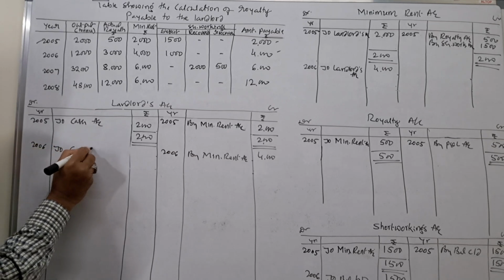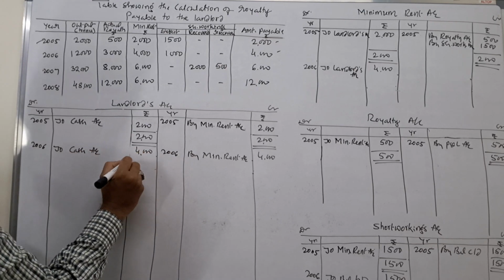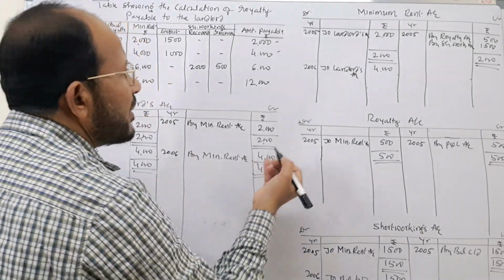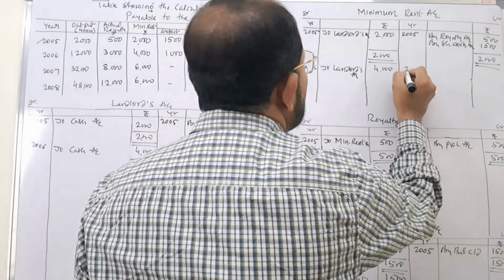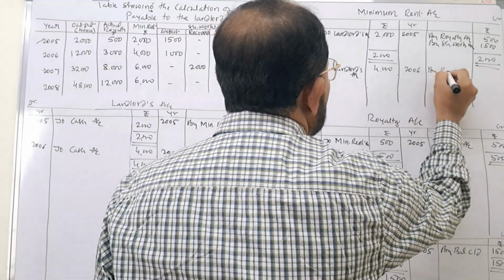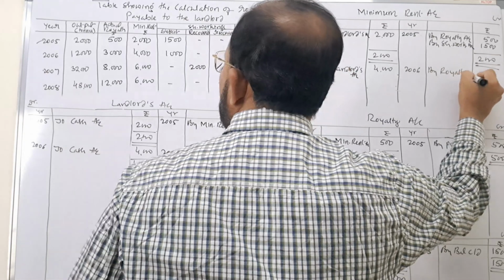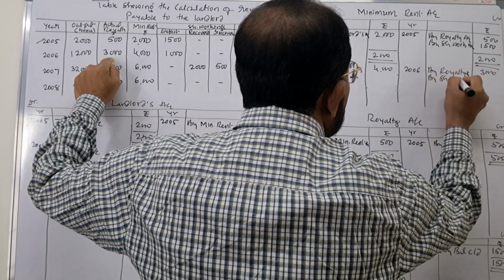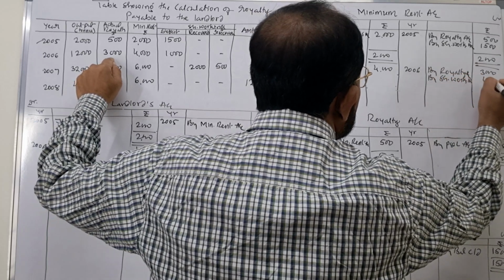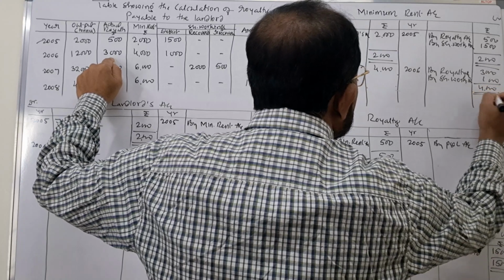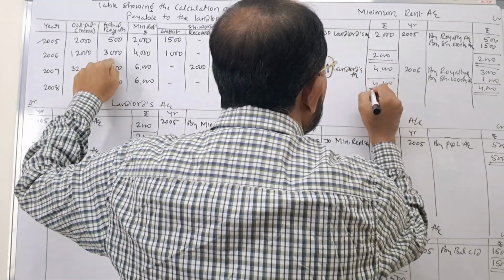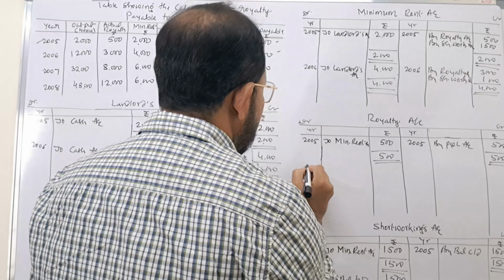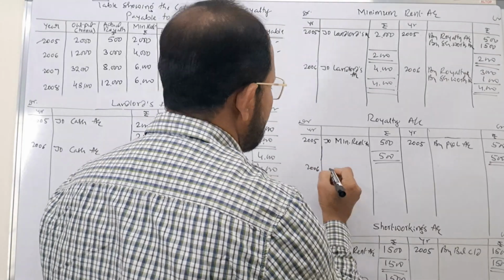When payment is made to the landlord, what journal entry do you pass? Landlord account to cash account, rupees how much? 4000. Now landlord account is closed. Here, for closing minimum rent account, what do we do? We take the actual royalty of the year. How much? Actual royalty is rupees 3000. Next is short workings account, rupees 1000. Now this account is closed. 4000 and rupees 4000.